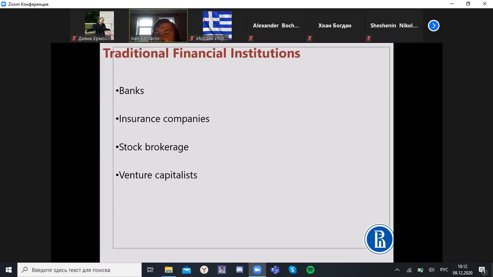Traditional financial institutions. Ladies and gentlemen, you should probably know that there are a lot of different types of traditional financial institutions. Here we have just a short list. First of all, I would like to name banks. Obviously, probably the most powerful traditional financial institution.